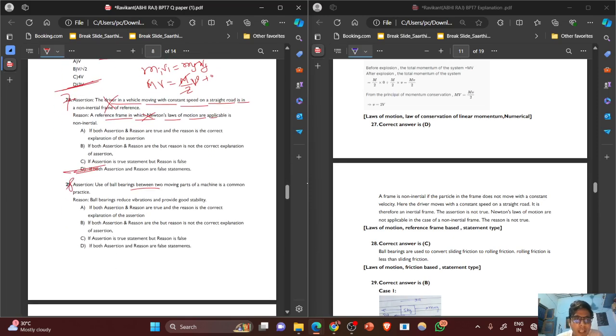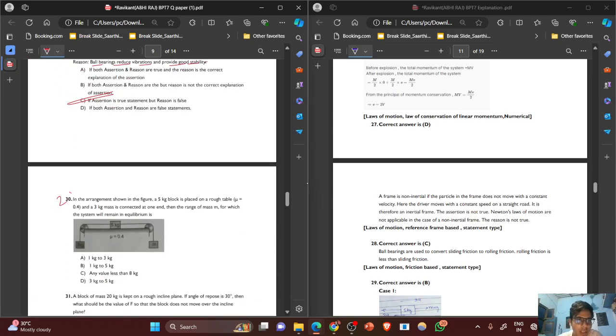Use of a ball bearing between two moving parts of a machine is common practice. Ball bearings reduce the vibration and provide good stability. Assertion is true, but reason is false. It's not vibration, it reduces the friction. So the assertion is right, but your reason is wrong.